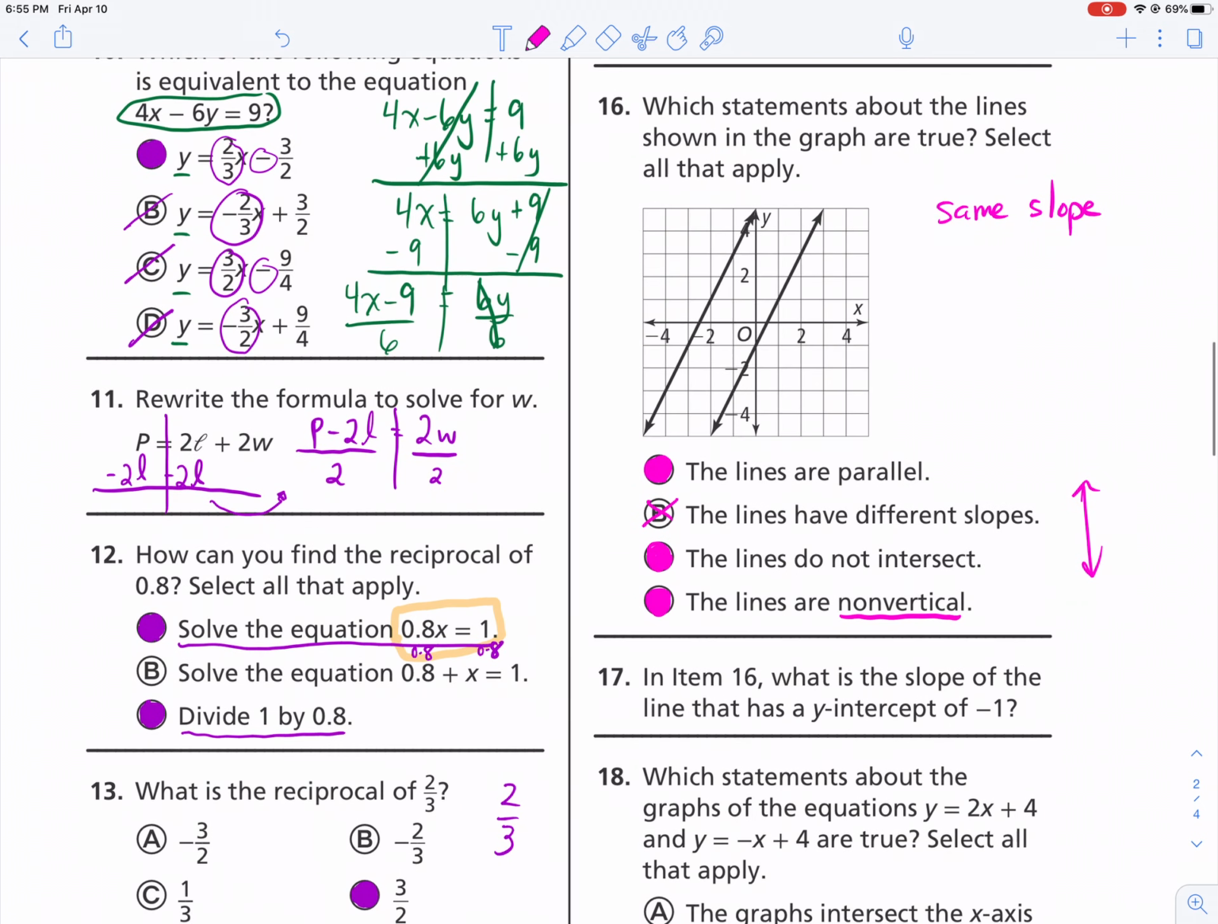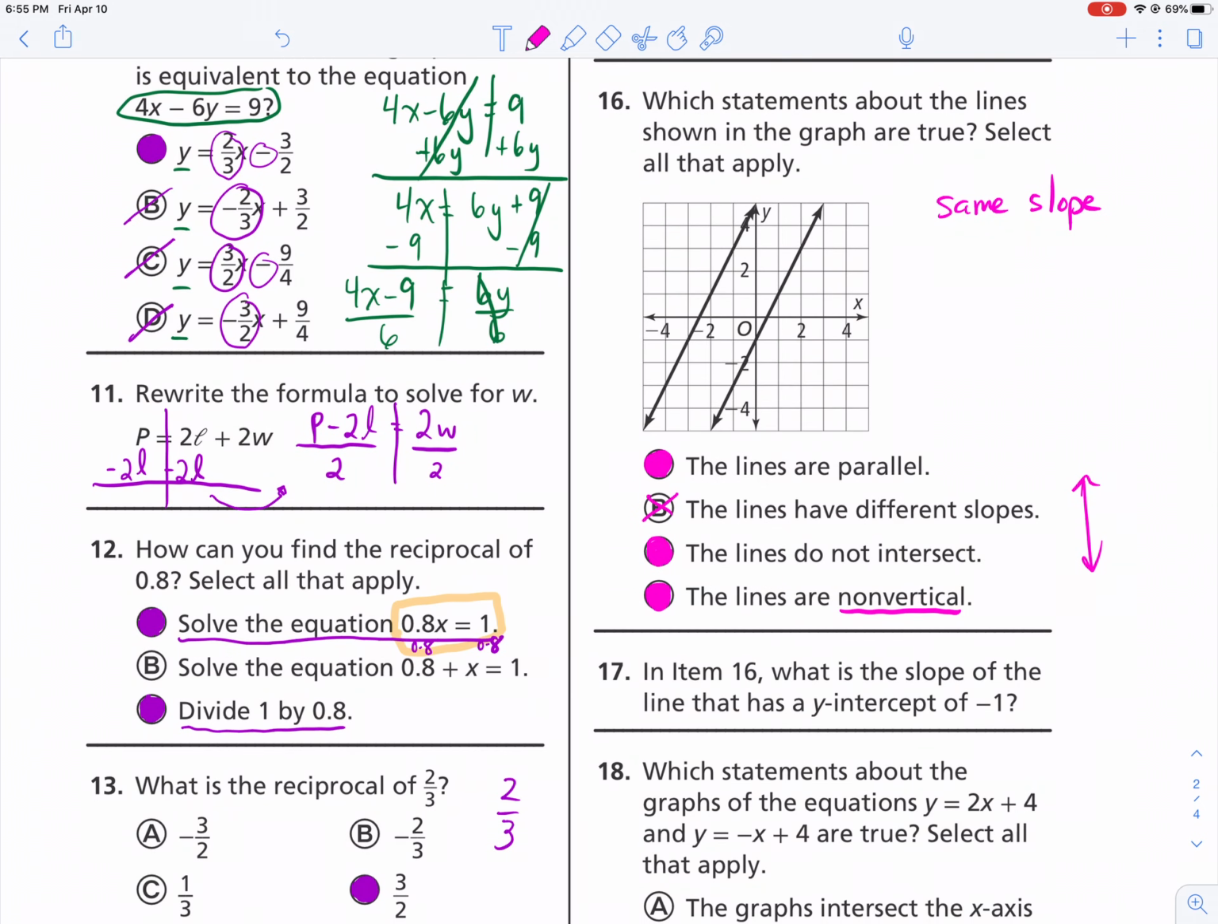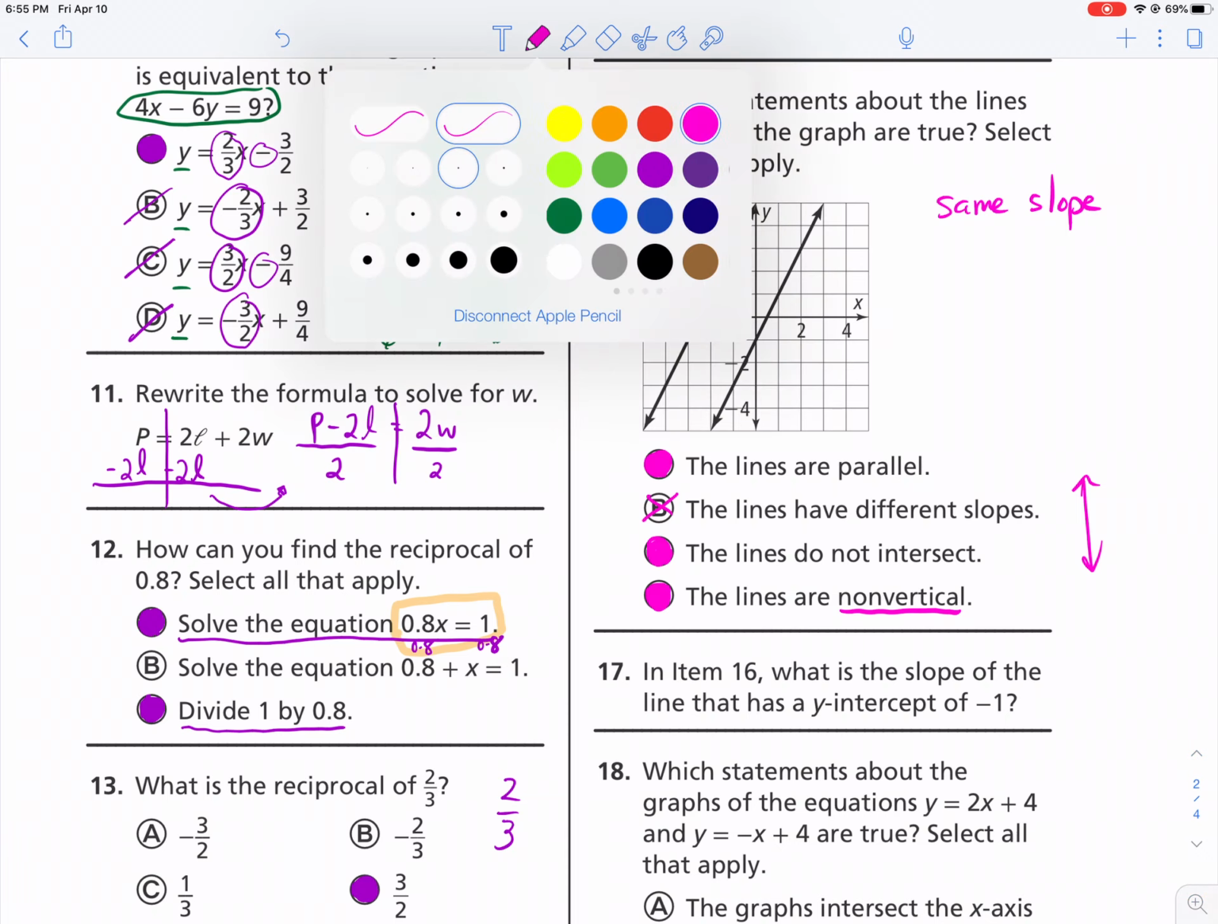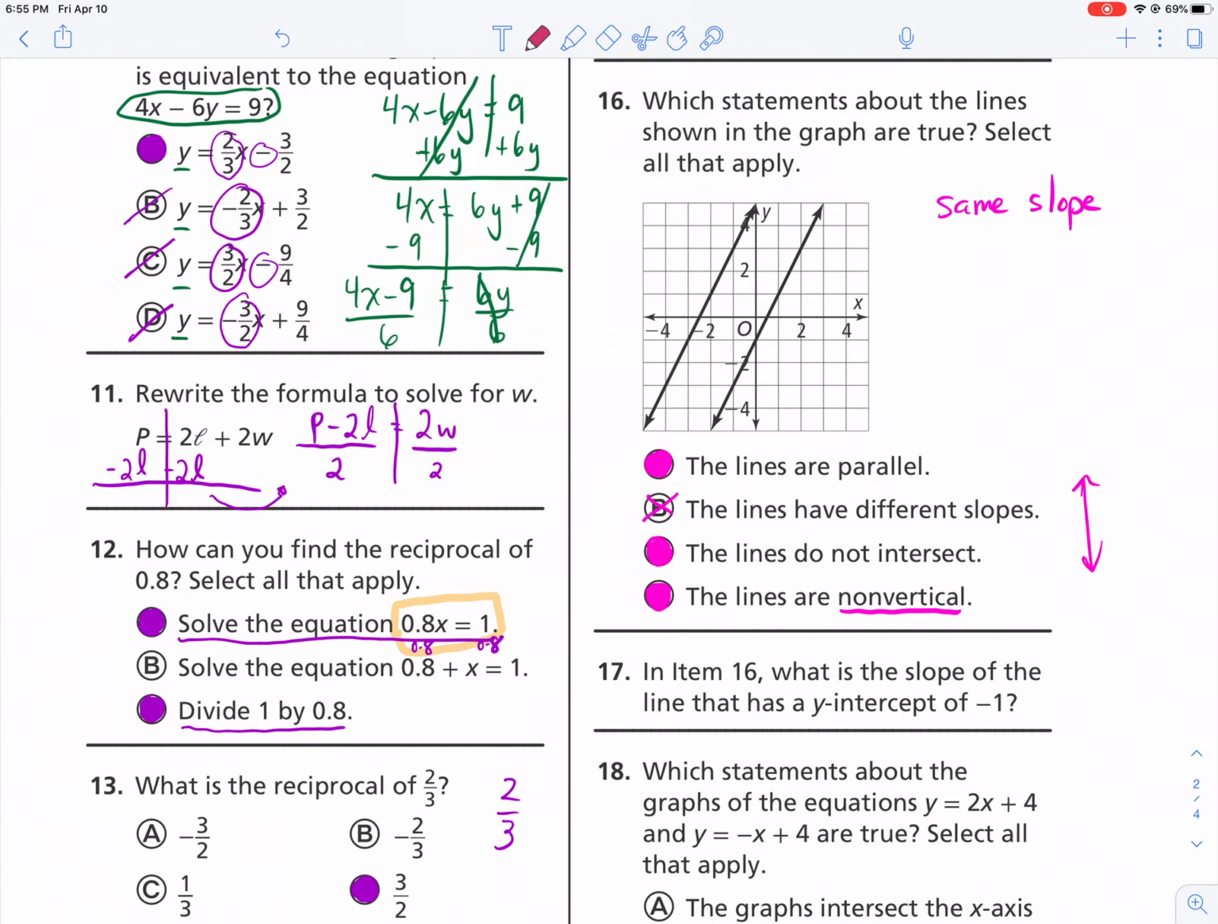Okay, and then number 17 builds off of that one. It just says, what is the slope of the line that has a y-intercept of -1? Now technically, if you mess this up, you would get the same thing because they both have the same slope. But we want to make sure we understand that y-intercept part. Okay, so if I look here, I want the y-intercept of -1.